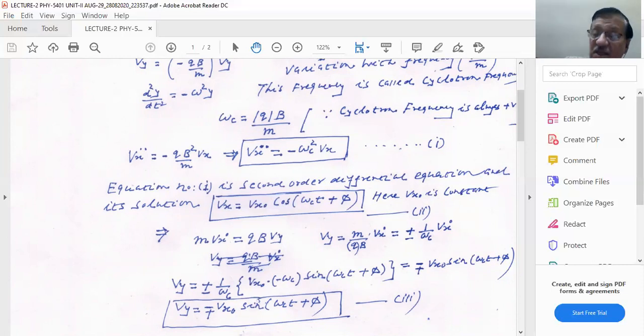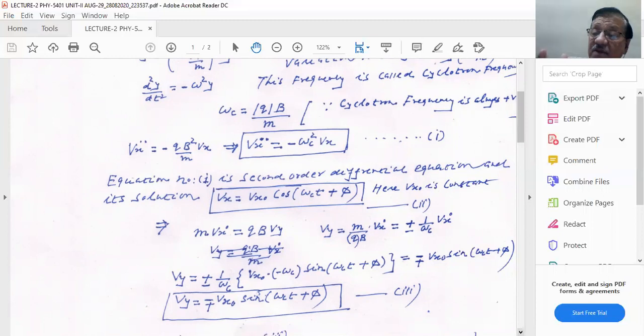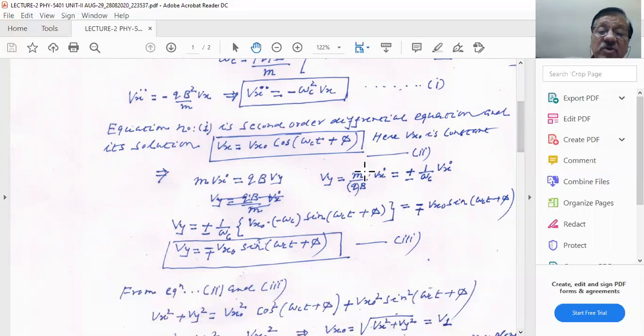Vx is changing, Vy is changing, they are functions of time, but the variation is harmonic with the frequency which we have mentioned. Once you calculate Vx and Vy, Vz we have already calculated. So from equation number 2 and equation number 3, this is Vx, this is Vy. You take Vx square and Vy square and take the summation of Vx square plus Vy square. That is very simple.